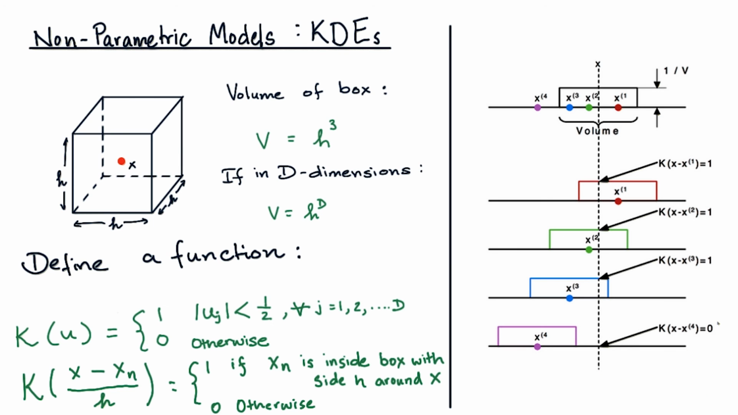As you may have guessed through this explanation, this function that we have defined is called a kernel function. In statistics, we use the kernel function in general for many different cases. In this case, we are going to use it to estimate densities.